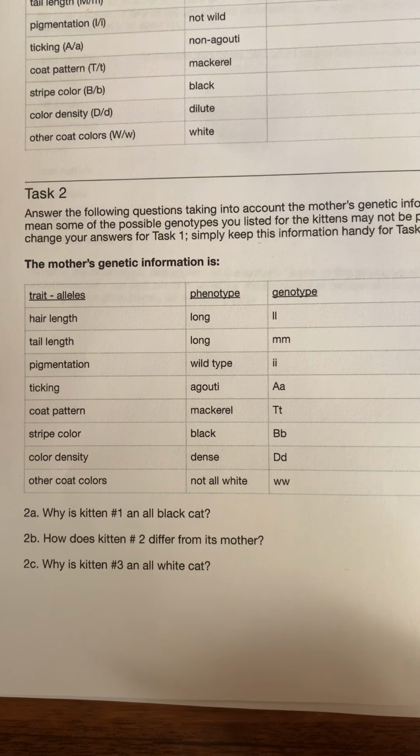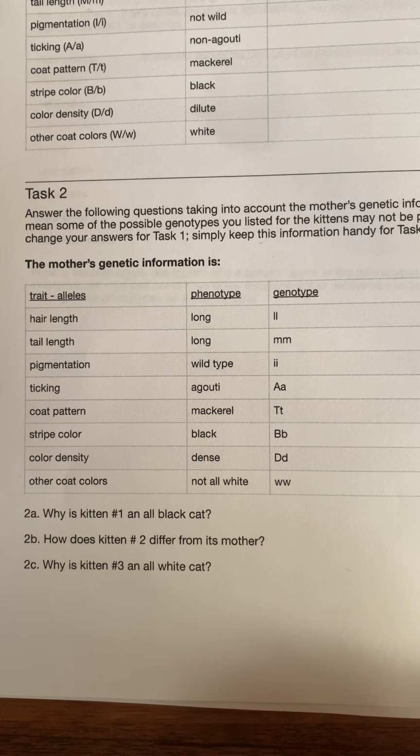Okay, so now that you've figured out the kittens, you're moving on to task 2. And for task 2, we're taking mom's information, combining it with what we know about the kittens, and trying to figure out who dad is, because the point of the assignment is we want to see who knocked up your cat, right? Who's the father of your kittens?